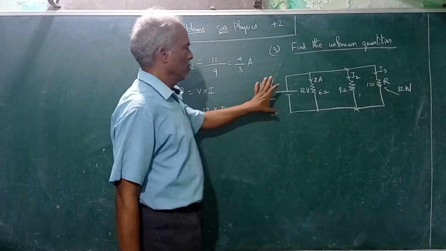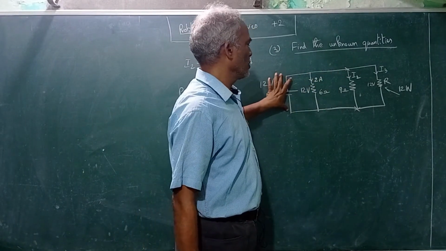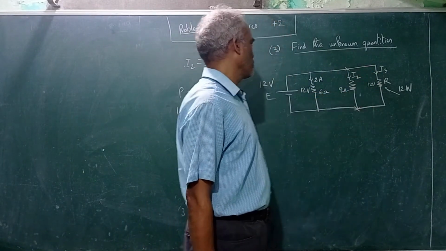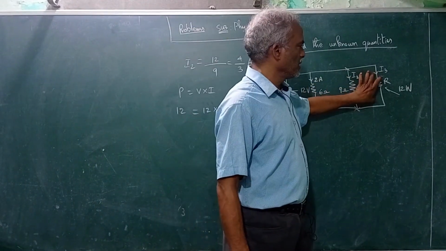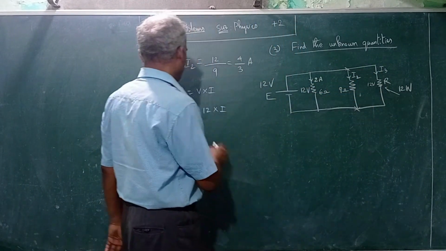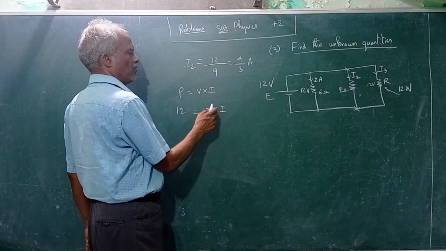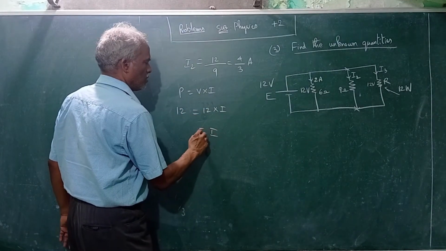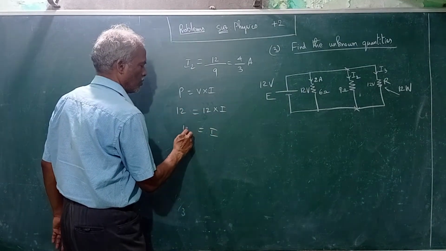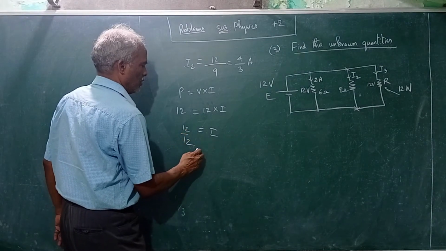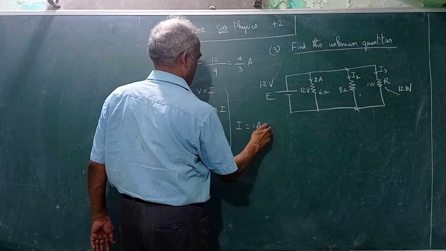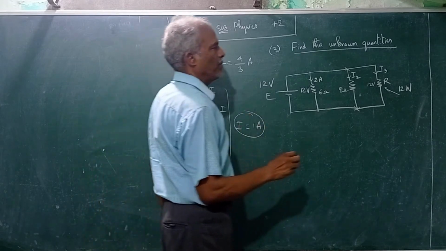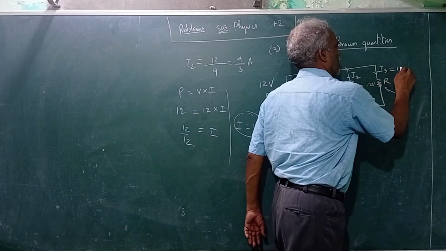See, all are parallel, so this is 12 volts, therefore this is 12 volts. So voltage across is 12. Then the power absorbed by this resistance is 12. Okay, power is 12, voltage is 12, we have to find current. So I is equal to 12 by 12. Therefore I equal to 1 ampere. So 1 ampere is the I3 current.